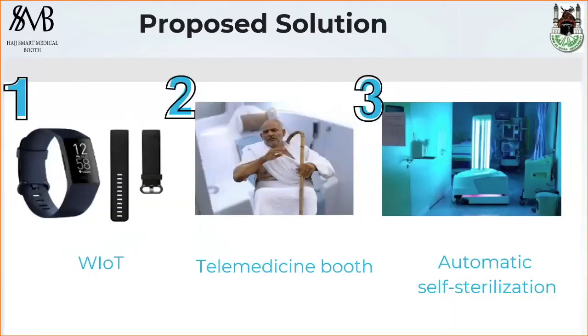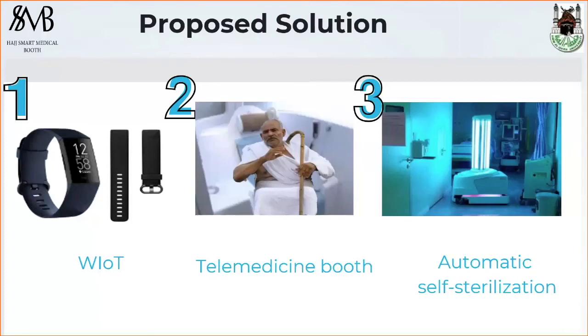I am Shifa. I will talk about the proposed solution. The pilgrim wears a wearable Internet of Things device where the data is sent from the wearable to a special program. Then the data is extracted by the program that will be created by us. The program will monitor the vital signs of the pilgrim, and in the event of a low or high level, the pilgrim will be alerted by the software. After the alert arrives, the pilgrim opens the software and it displays the nearest booth to him.